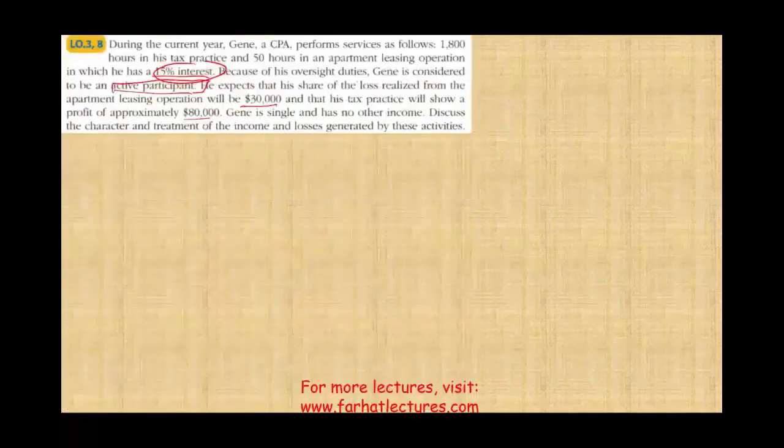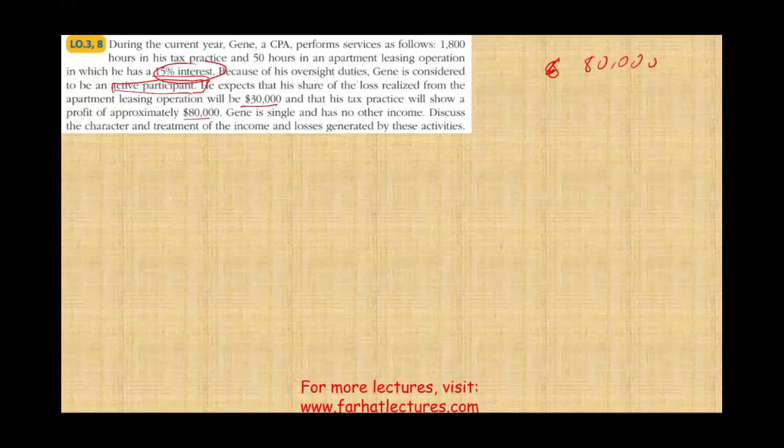Oops, let's go back here. So income from the CPA practice, from the tax practice, is $80,000. That's the income. Then the loss is $30,000. Now, can he deduct the losses? And the answer is yes, he can. Why can he deduct the losses? Under the mom and pop exception number two. Here, exception number two works because he is an active participant and he owns more than 10% of the property.